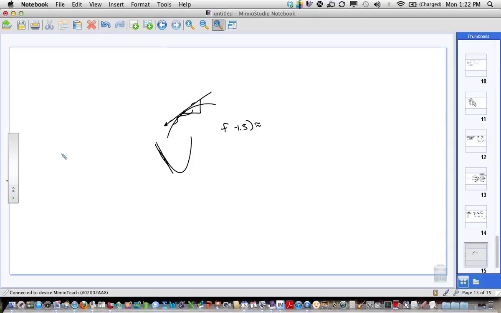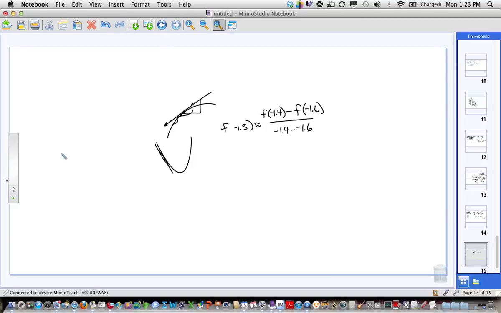So what would be a point on the left side? Well, on the left side, or let's do the right side first. So the right side would be f of negative 1.4. Would that be correct? That'd be the right side of negative 1.5, right? And the left side would be negative 1.6. And then we would subtract those.